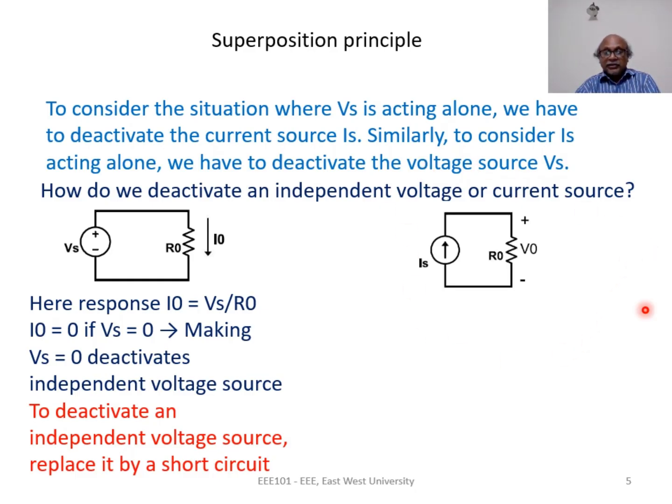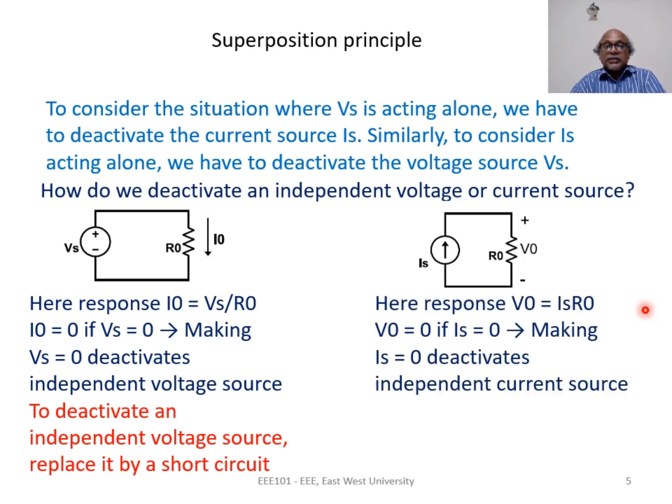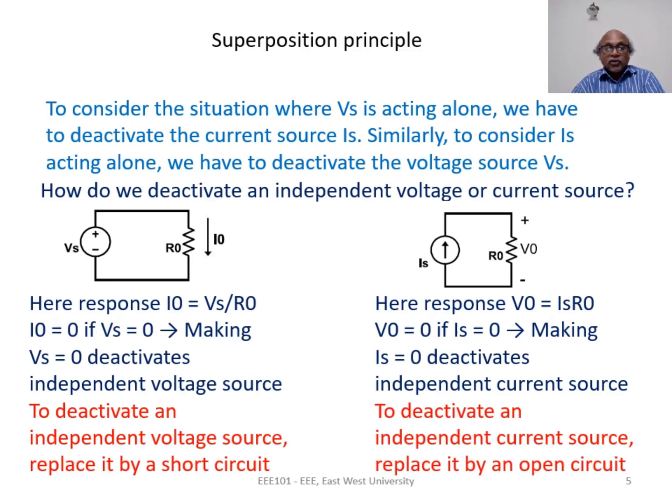In this circuit, the response or the effect V0 is equal to Is R0. This comes from Ohm's law. V0 is 0 when Is is 0. That means by making the value of the independent current source equal to 0, we can deactivate an independent current source. Zero current is equivalent to an open circuit. That means that to deactivate an independent current source, we replace it by an open circuit.